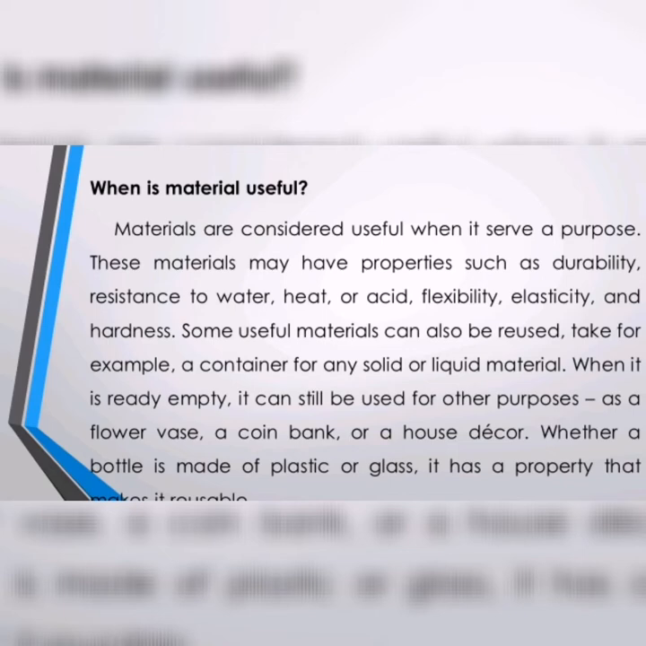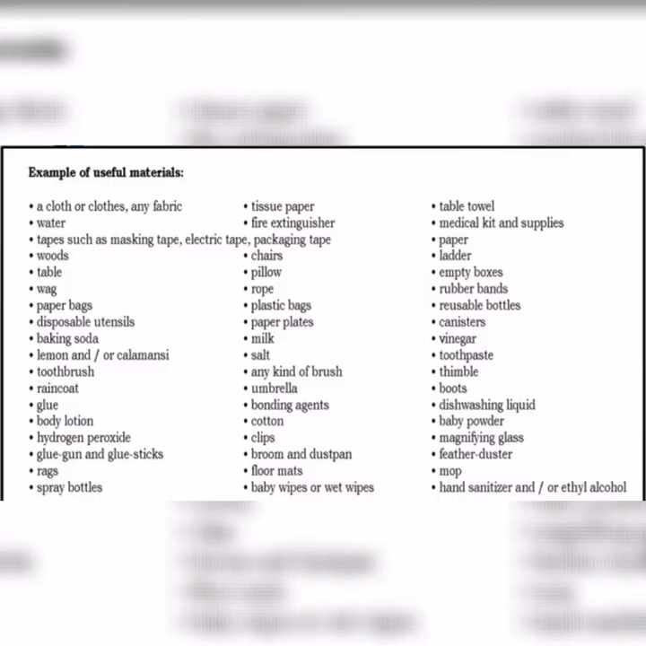Take for example a container for any solid or liquid material. When it is already empty, it can still be used for other purposes. It can be used as a flower vase, a coin bank, or a house decor. Whether a bottle is made of plastic or glass, it has a property that makes it reusable. Here are some examples of useful materials.